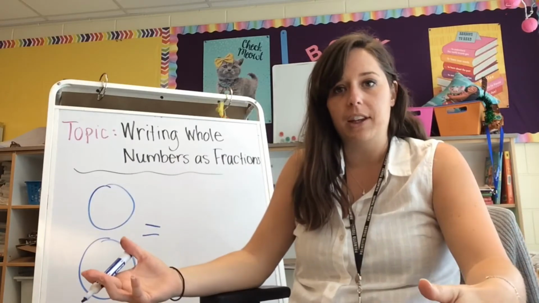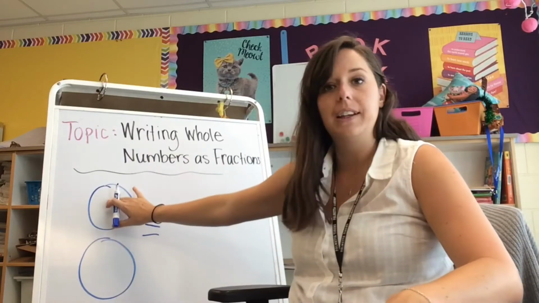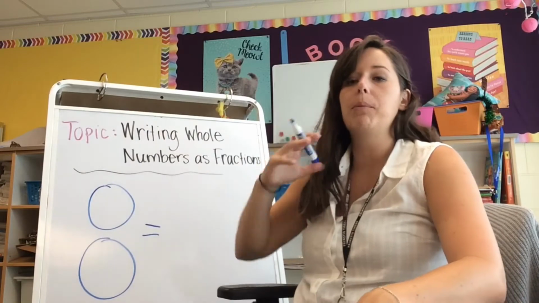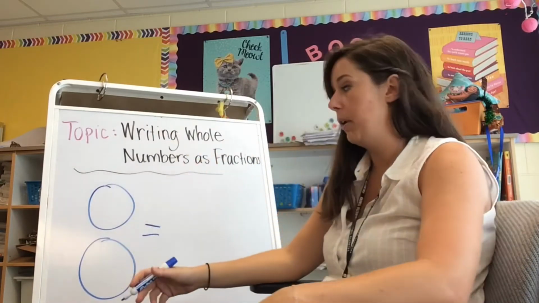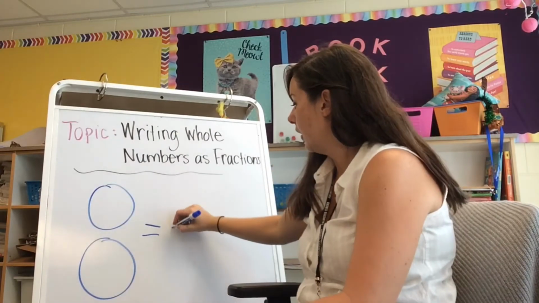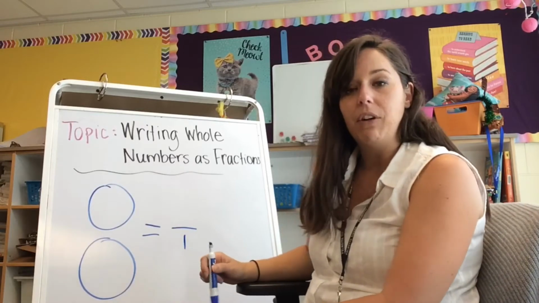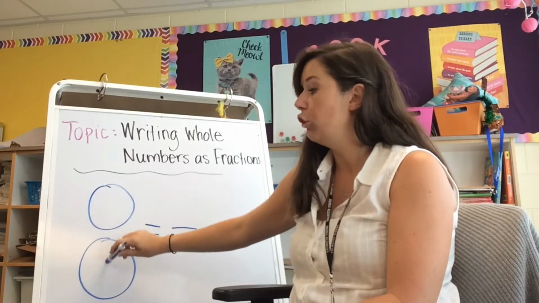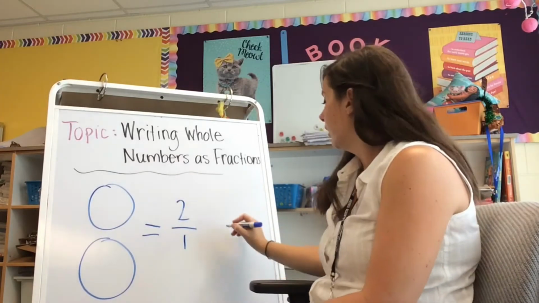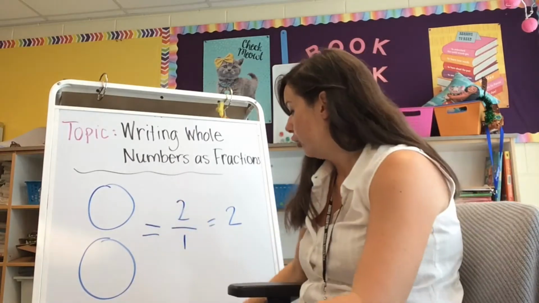Now to write them as a fraction, I would have to figure out how many parts are in one, and that would be my denominator, and then I would have the total number of parts on the top. So for example, this whole only has one part, so my denominator is a 1. But I have to figure out how many I have altogether. So when I count, I have 1, 2, so I have 2 over 1, which would also equal 2. That was easy. Let's try a different one.